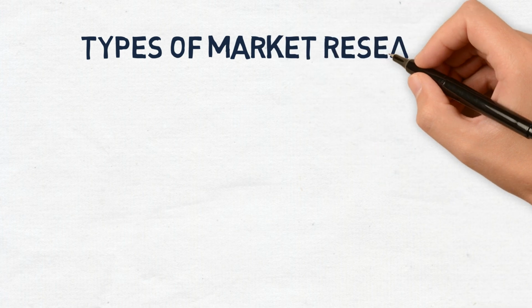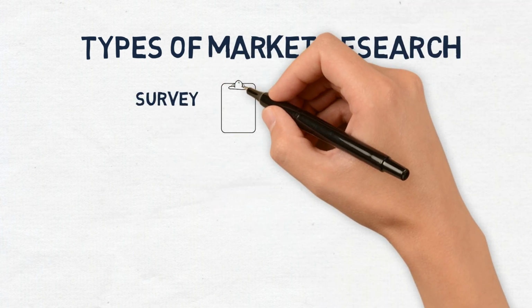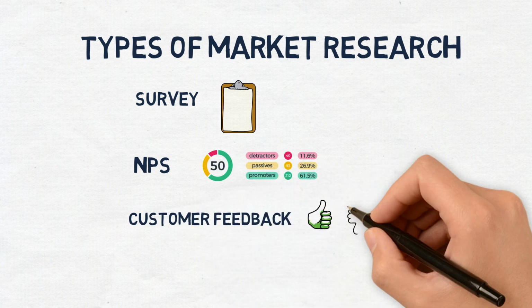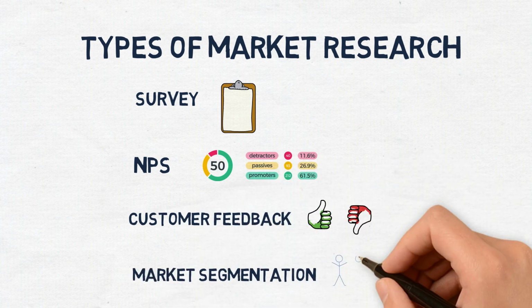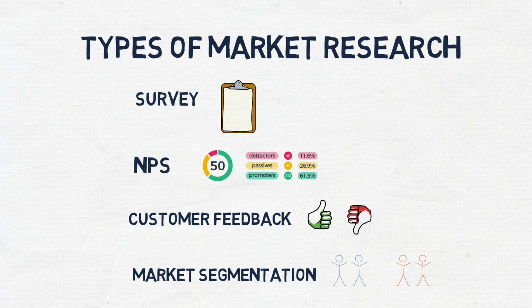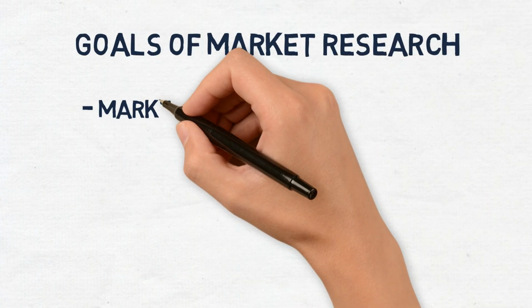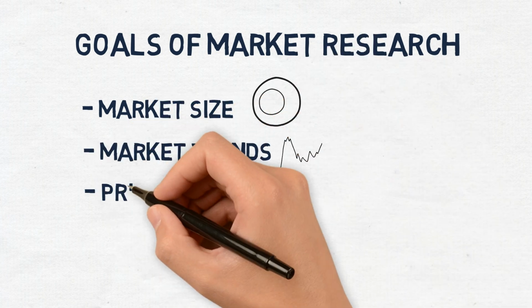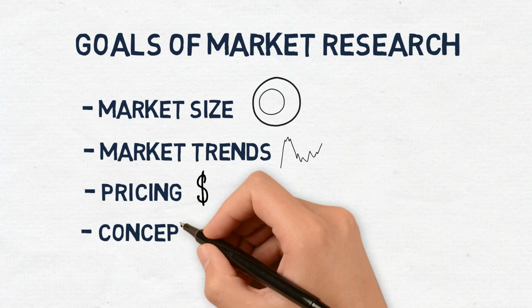Types of market research methods are surveys, NPS, customer feedback, and market segmentation. The goals of market research are to determine market size, understand market trends, define pricing, test concepts, and understand product loyalty.